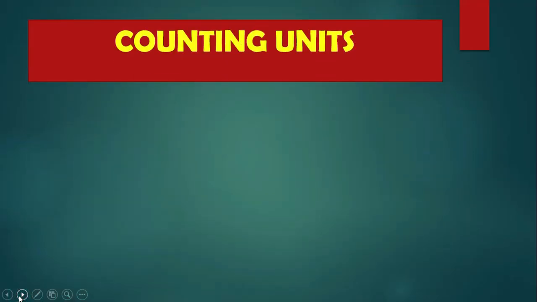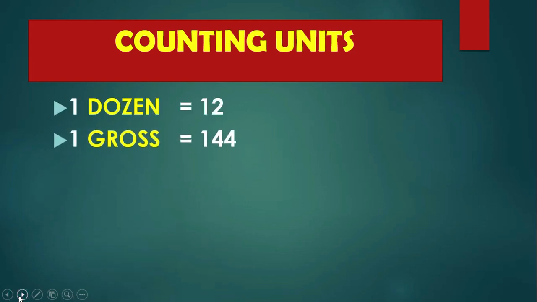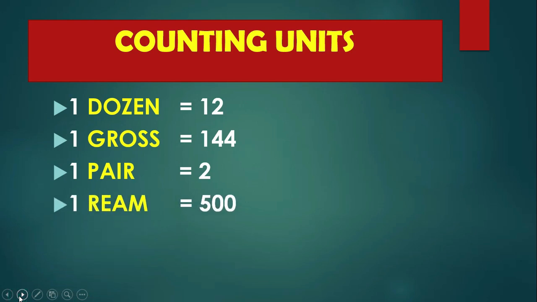So students, these are counting units that we use in our daily life. 1 dozen means 12 items, or 12 of something, and similarly 1 gross means 144 items, 1 pair means 2 of things, and 1 ream means 500.